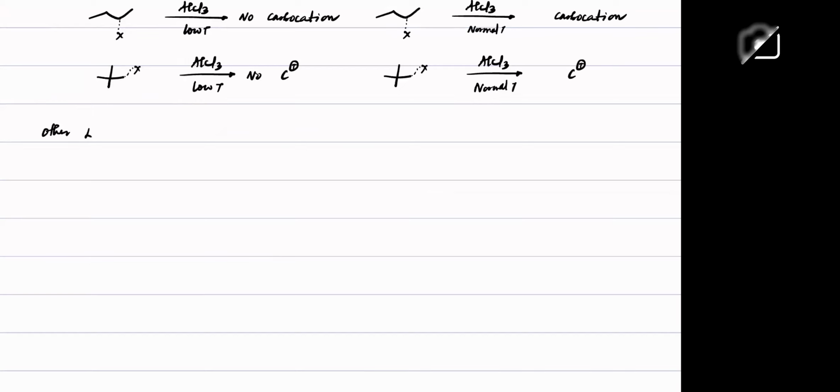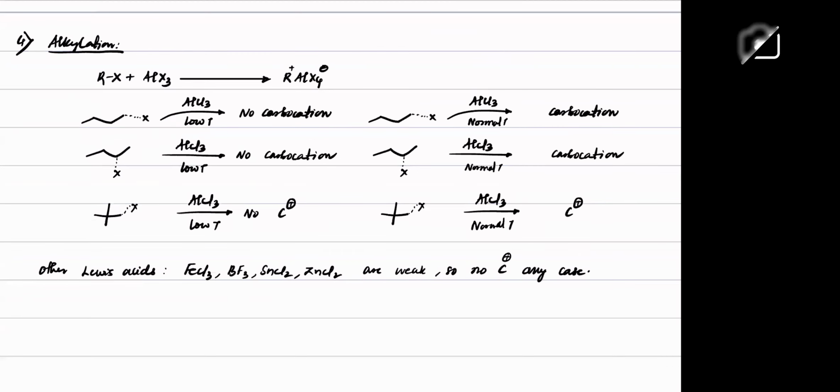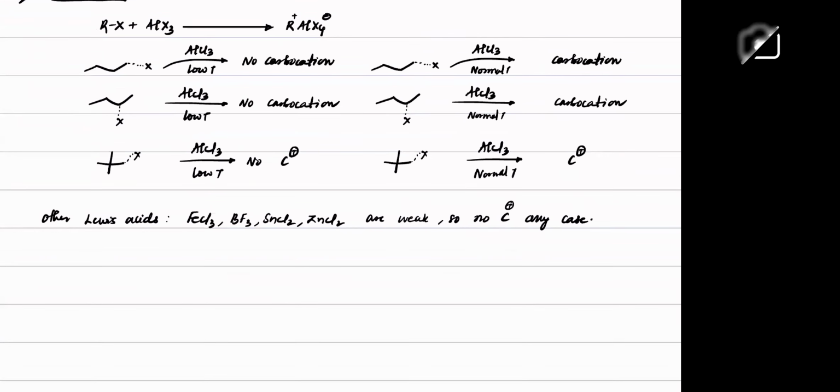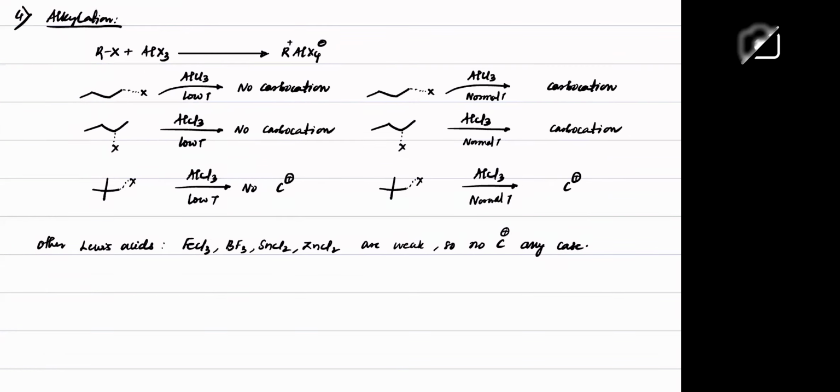Other Lewis acids, like FeCl3, BF3, SnCl2, ZnCl2, are weak. So no carbocation in any case. That's the point you need to remember while making alkylation as well. So usually if you have alkyl halide, this is how alkylation is being done.